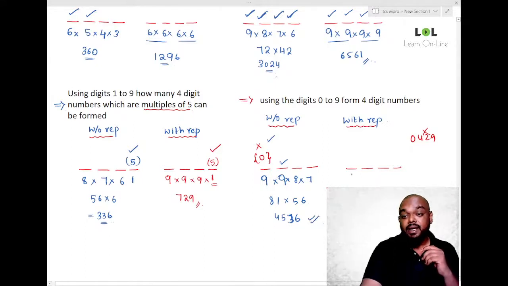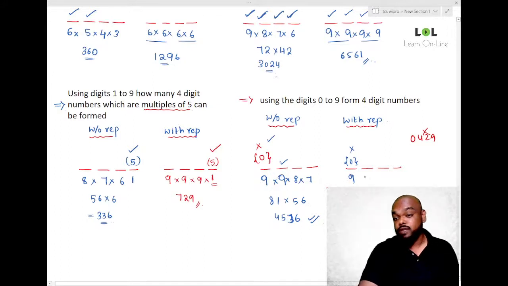Now, if I come here, observe. Once again, the condition is same. I cannot use 0. So I can fill it in only 9 ways. Totally, we have 10 digits. Now here, remaining places, I can use any of the digits. Repetitions are allowed means I can use all 10 in all the 3 places. So if I do this, I'll simply get 9,000 as my answer.